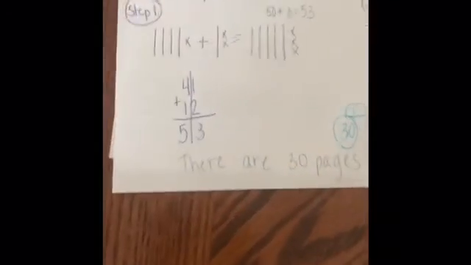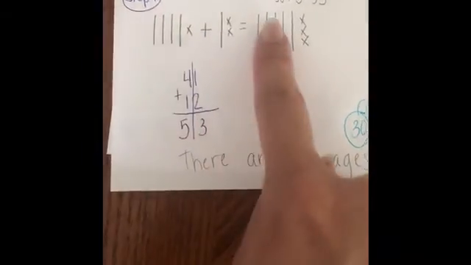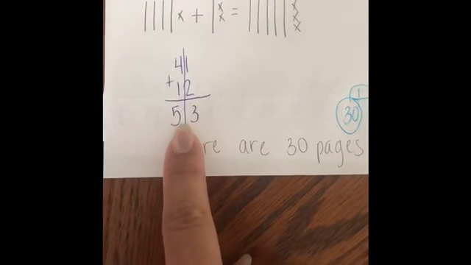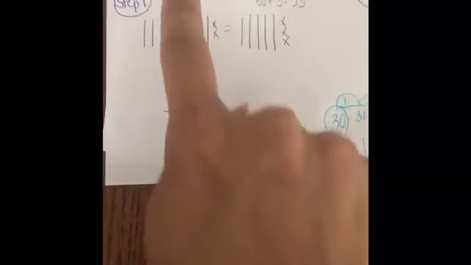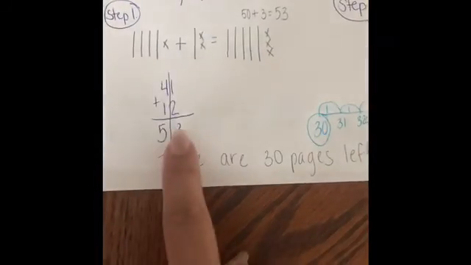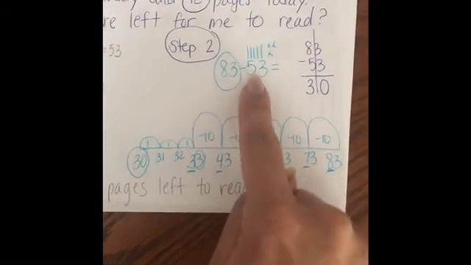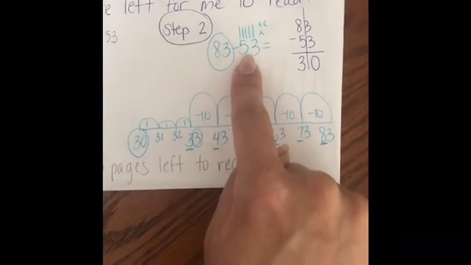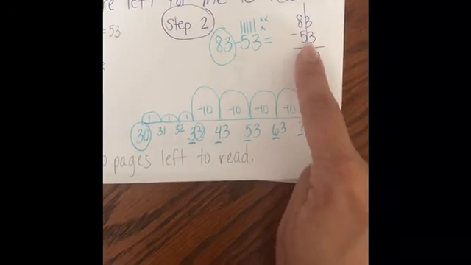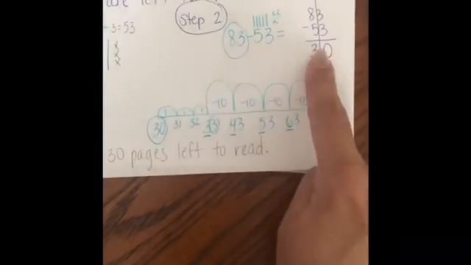Here we have, friends. Step 1, we used base 10 blocks and an algorithm to show that the 41 pages plus the 12 pages equals 53 pages altogether. And step 2, we had to take those 53 pages we already read from the 83, and 83 minus 53 is equal to 30.